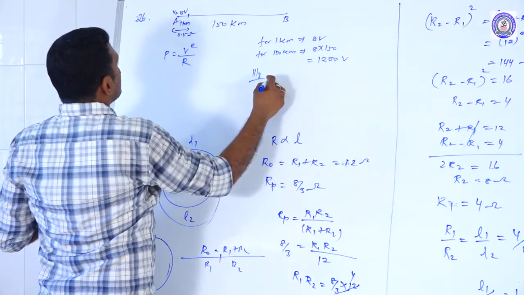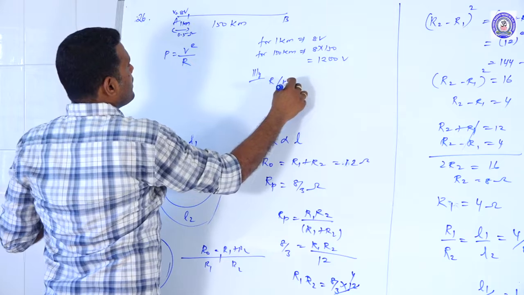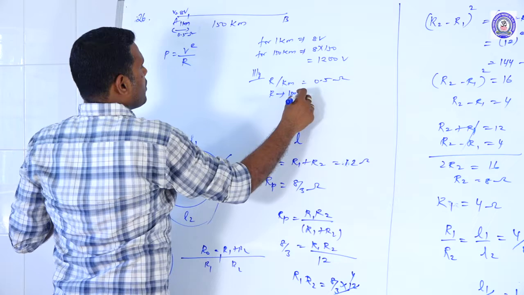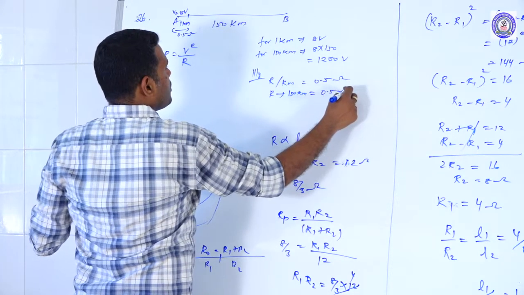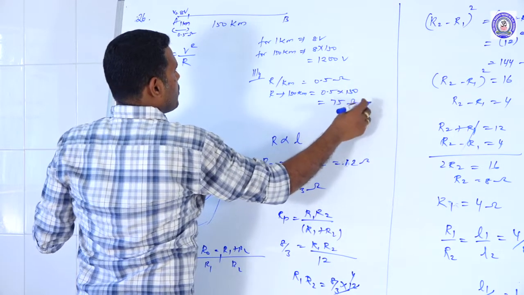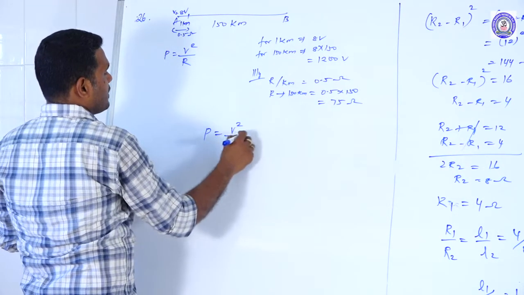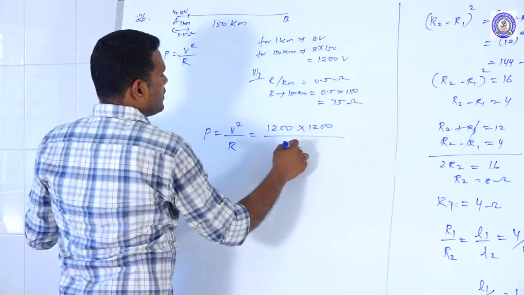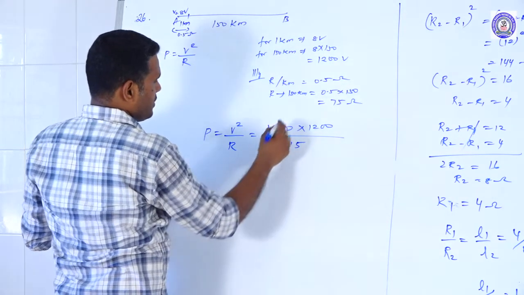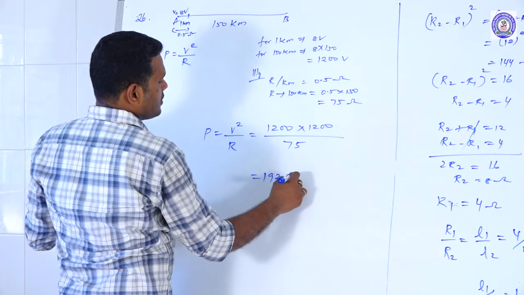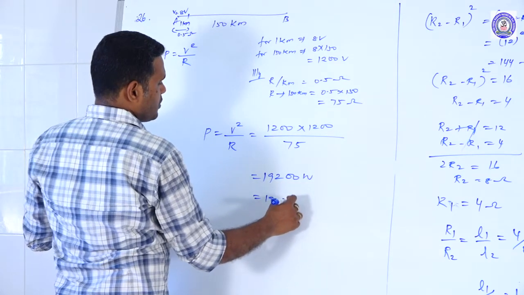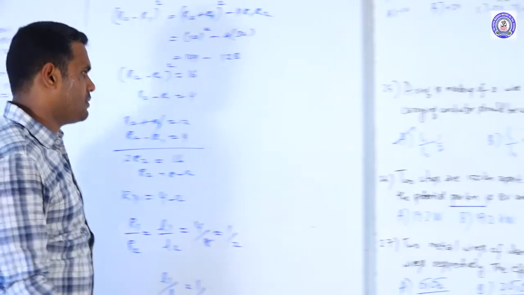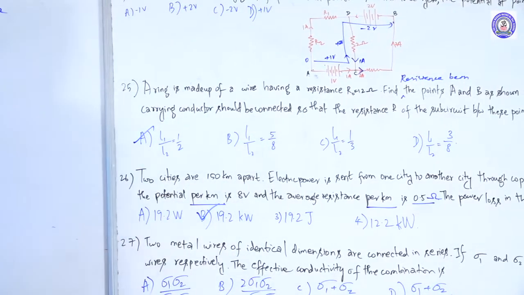Similarly, resistance per kilometer is 0.5 ohm. Resistance for 150 kilometer is 0.5 into 150 is equal to 75 ohm. Now power loss can be calculated. V square divided by R. 1200 into 1200 divided by 75. When you simplify this, you will get 19,200 watt, which is 19.2 kilowatt. This is the value of power loss. So power loss is 19.2 kilowatt, option B.